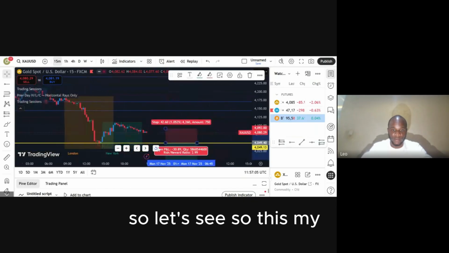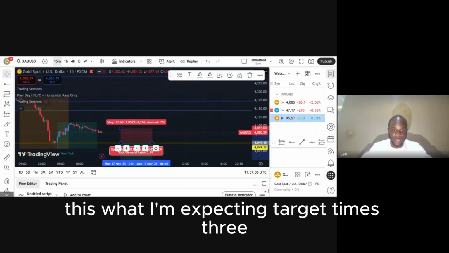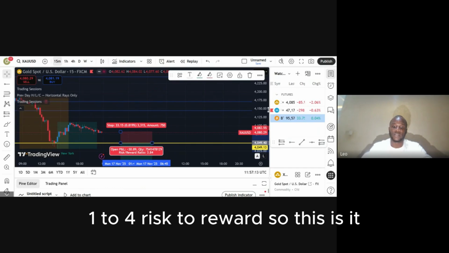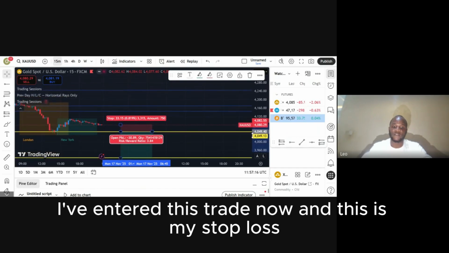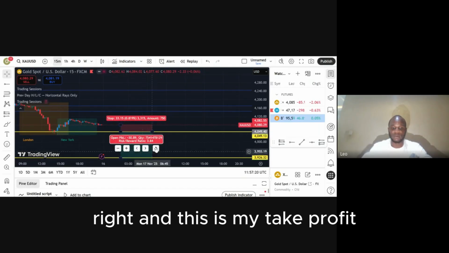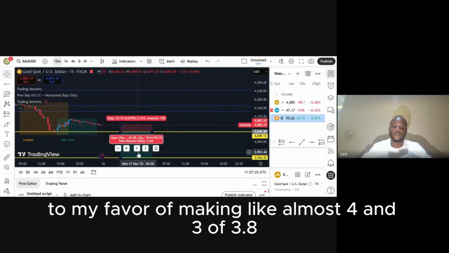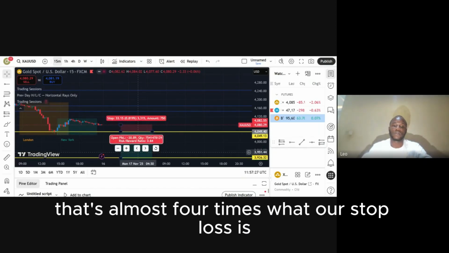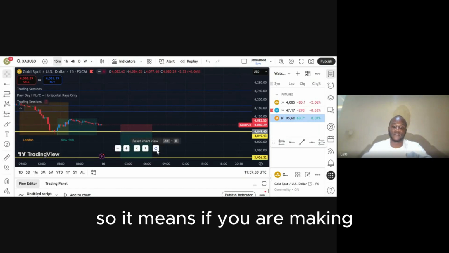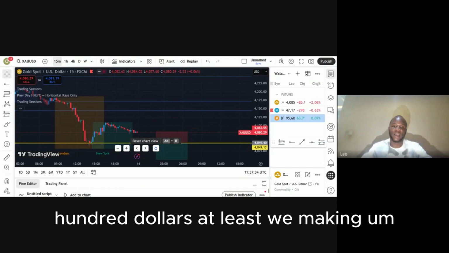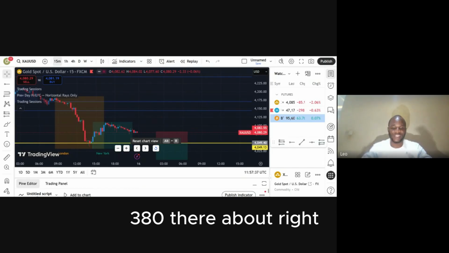So let's see. This is what I'm expecting. Target times 3, because this is gold, you want this times 4, 1 to 4 risk to reward. So I've entered this trade now, and this is my stop loss, right? And this is my take profit. It's telling me that if this trade goes in my favor, I'm making almost 4, 3.8. That's almost 4 times what our stop loss is. So if you are risking $100, you're making at least $380 thereabout, right?